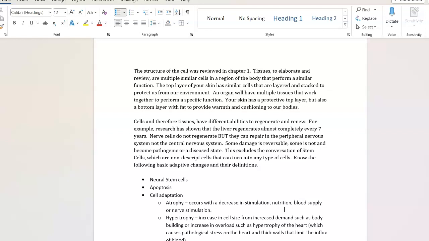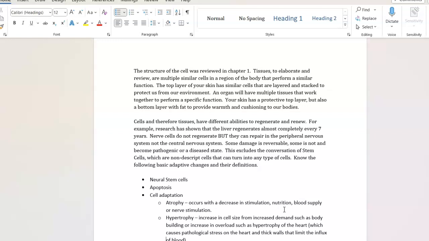Cells and tissues have different abilities to regenerate and renew. For example, research has shown the liver regenerates about every 7 years, give or take. Okay, nerve cells do not. They do not undergo what's called mitosis, that replication of cells. But peripheral nerves can repair themselves. If you take a knife and you cut a nerve in your peripheral nervous system, let's just say out in the torso, arms, or legs for now, but not spine and brain, if you bring the ends of those nerves together, they can regenerate themselves.